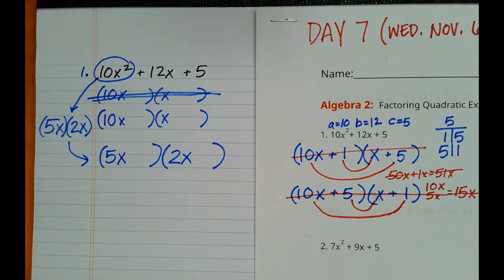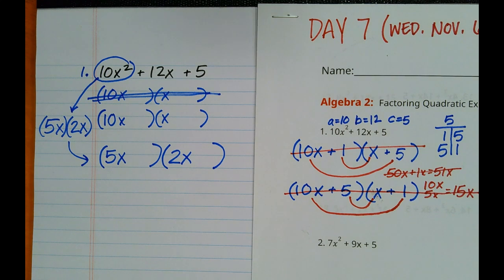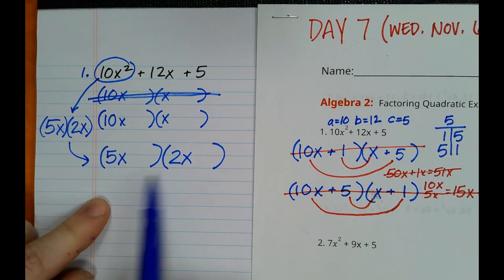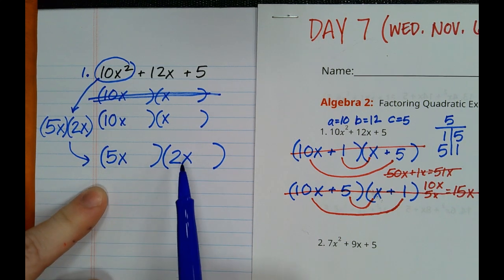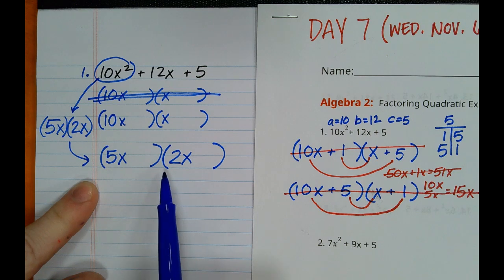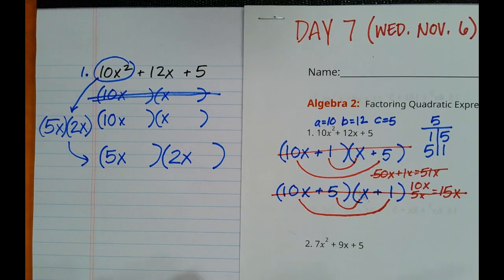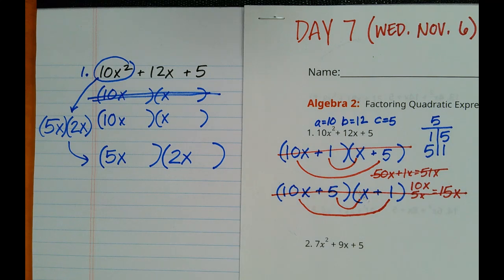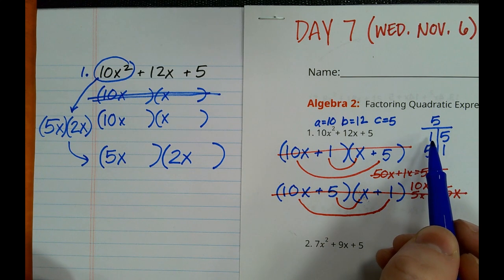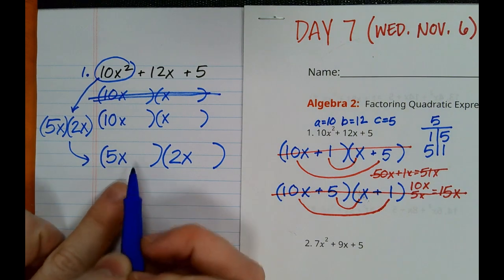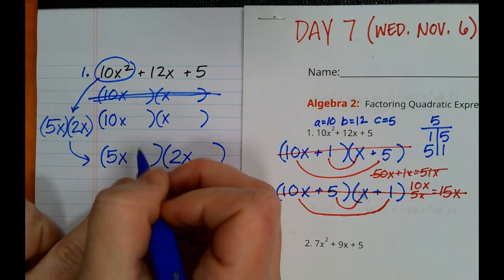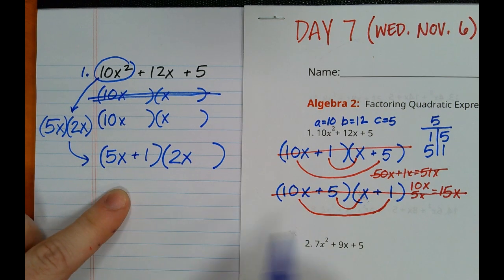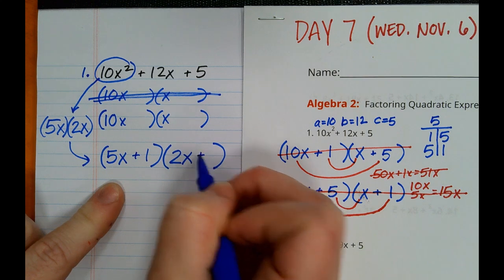This is where that trial and error starts to happen. Now we've got different leading terms in our factored answers. We don't have to go back and find the factors of c again. We've already got that. Let's keep trying. Now let's try putting 1 and 5 into these. 5x and 2x. So we'll try 5x plus 1 and 2x plus 5.